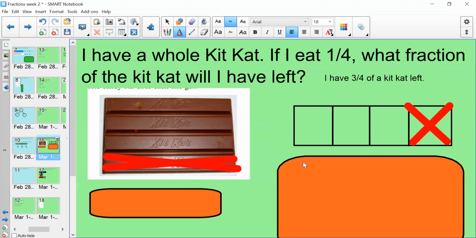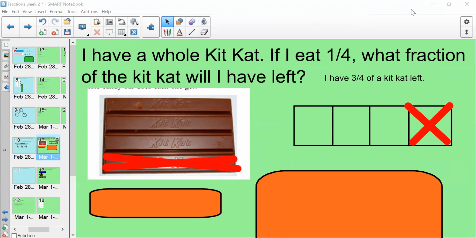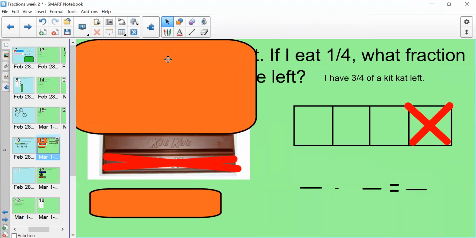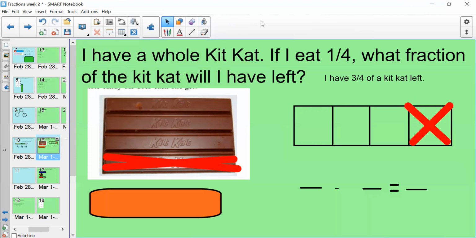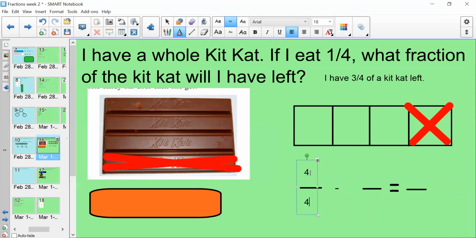Okay, and then our sum, our number sentence, will look something like this. It's really important that we're starting with the whole part of the Kit Kat. So we started with 4/4, 4 quarters. Then we subtracted 1/4 because we ate 1/4. And then we were left with 3 quarters.